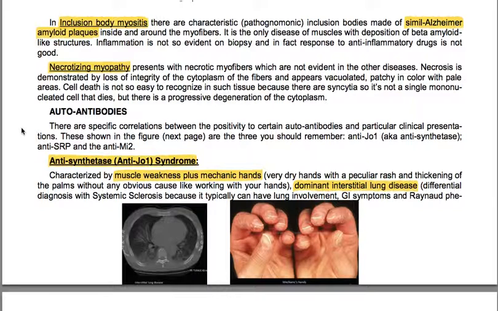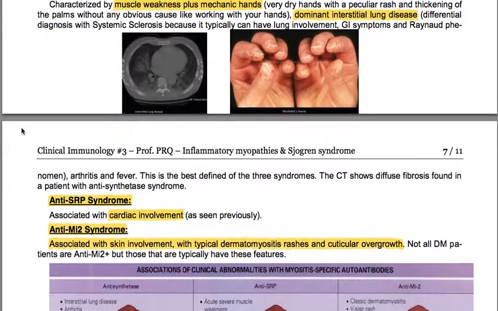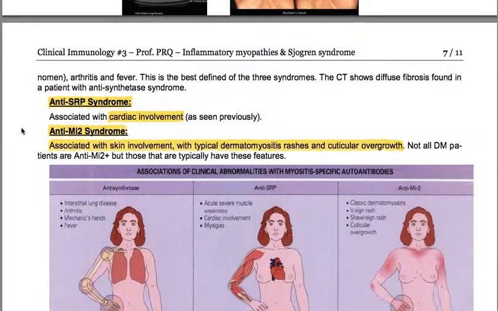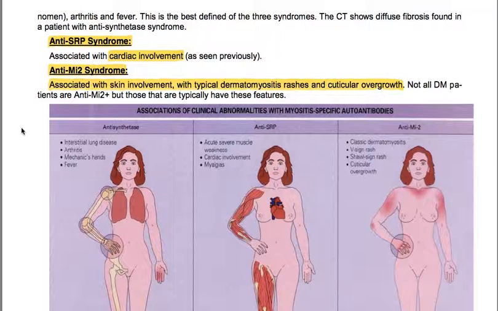We have dominant interstitial lung disease, so we have to make a differential diagnosis with systemic sclerosis because it typically can have lung involvement, GI symptoms, and Raynaud's phenomenon, arthritis, and fever. This is the best defined of the three syndromes. The CT shows diffuse fibrosis found in a patient with antisynthetase syndrome.